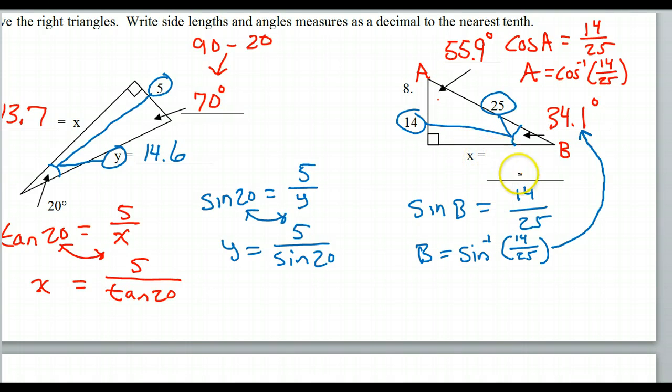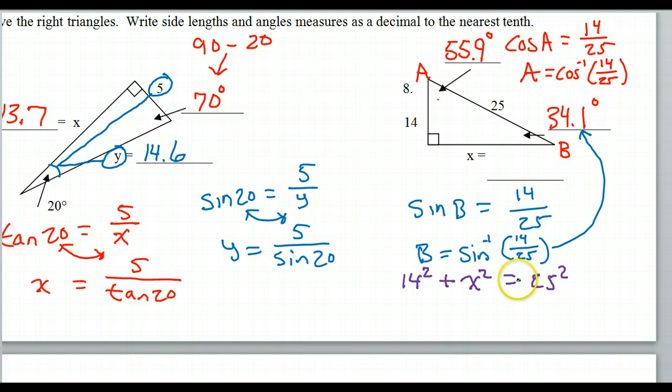We still need to find this side over here that they've called x. But we have two sides given, so let's just do the Pythagorean theorem. We're just going to do a squared plus b squared equals c squared. So that's going to be 14 squared plus x squared is equal to 25 squared. So that means x squared is equal to 25 squared minus 14 squared. And of course, I will have to take the square root.